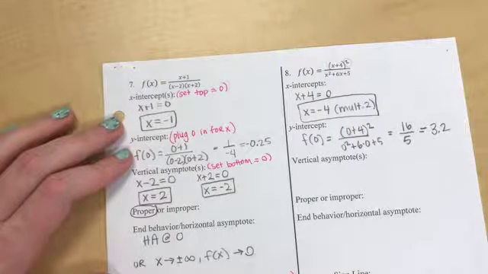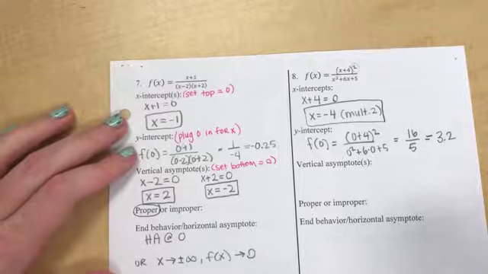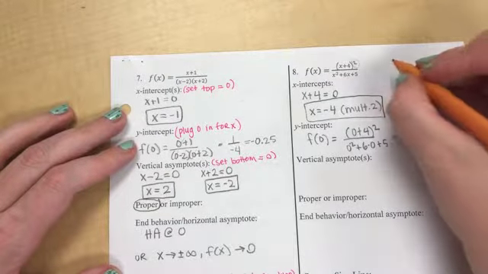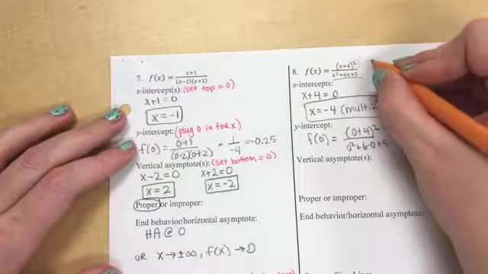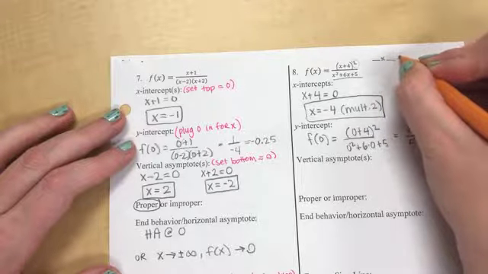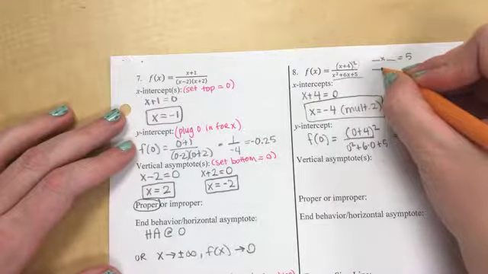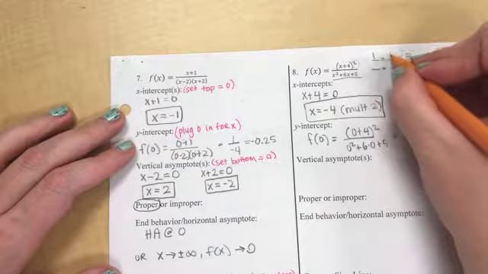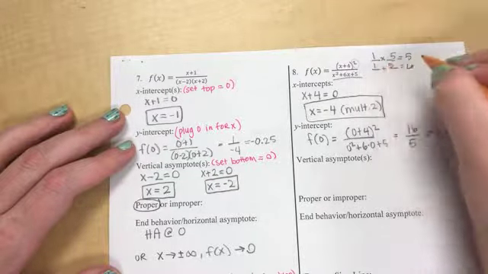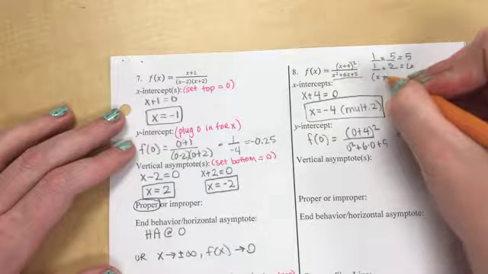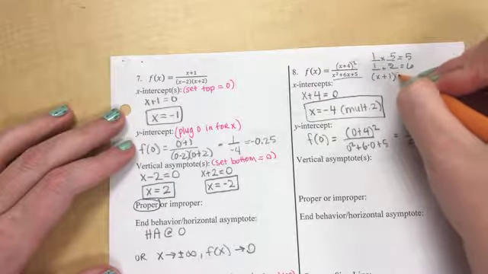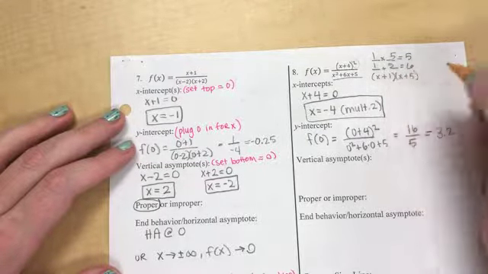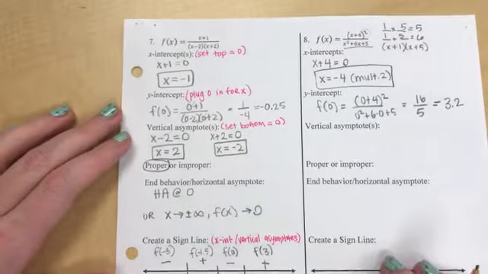My vertical asymptotes happen where the bottom of the fraction is equal to 0. So I need to factor this. I want to know what two numbers multiply together to give me a 5 and add together to give me a 6. Well, 1 times 5 equals 5, and 1 plus 5 equals 6. So this quadratic factors to give me x plus 1 times x plus 5.